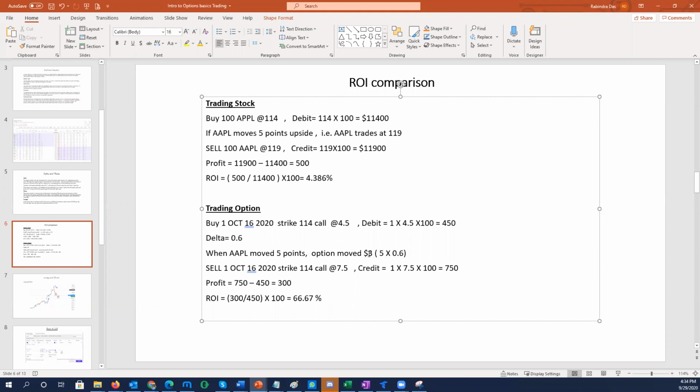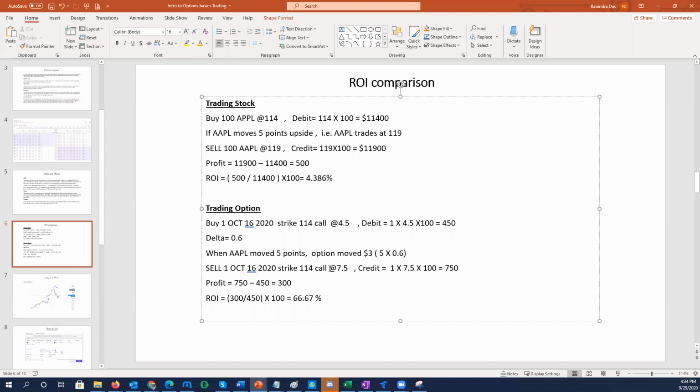5 times 0.6 is $3. So that means this option value becomes how much? 7.5. It was 4.5, the delta moves 0.6 per point, 5 points, 5 times 0.6 is $3, so 7.5. When you sell this one, how much are you selling for? 750. So 750 minus 450 is 300. So what is your ROI on this one? 66.7%.